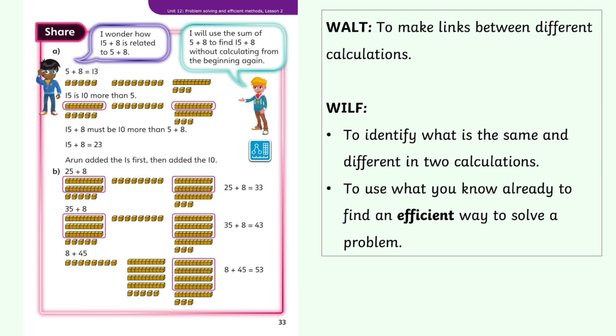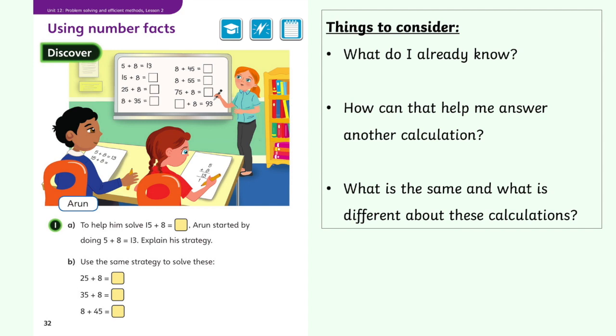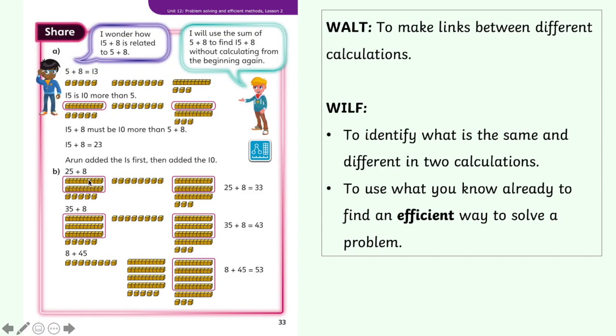Let's have a look at the second part then. If we go back to our Discover, we can use the same strategy to solve these questions. 25 add 8, 35 add 8, and 8 add 45, or 45 add 8. So here we are, we've got 25 add 8. Notice we've just added another 10, haven't we? Because 25 is 10 more than 15.